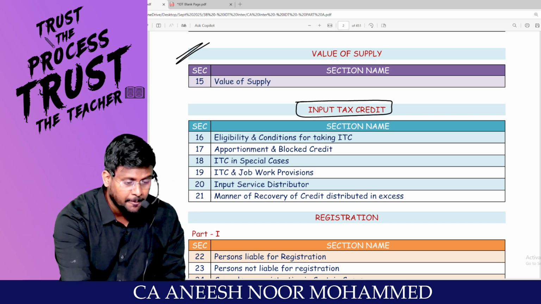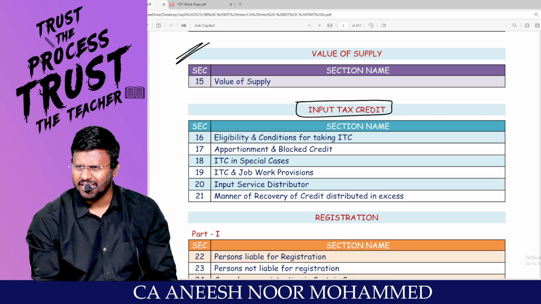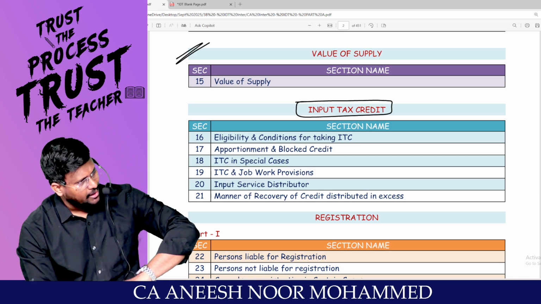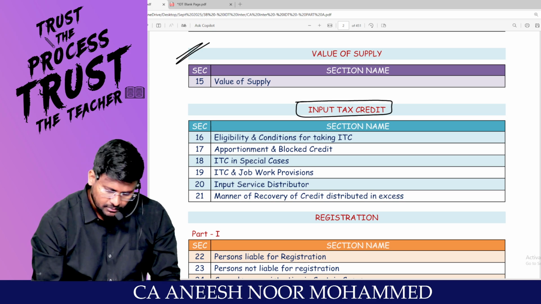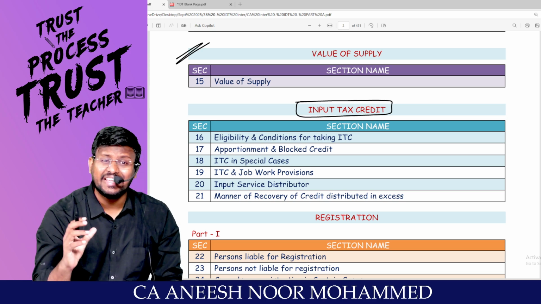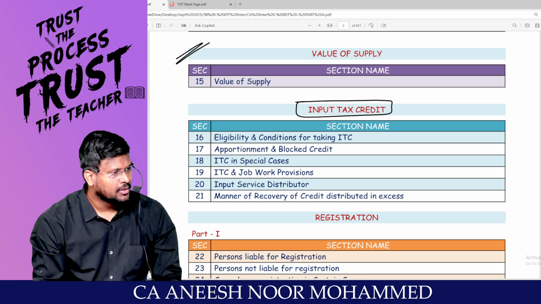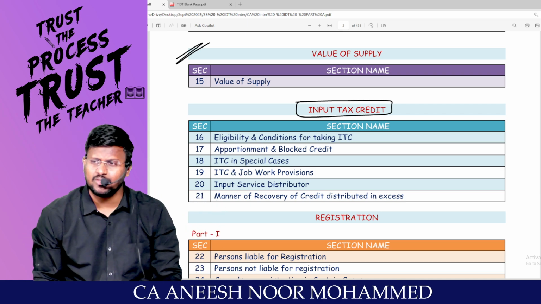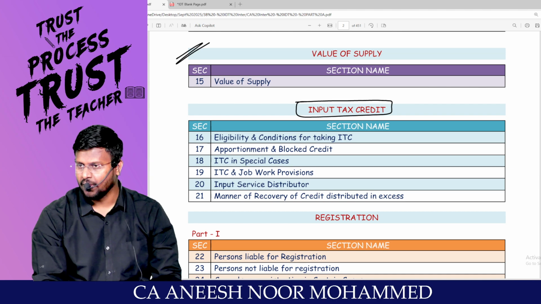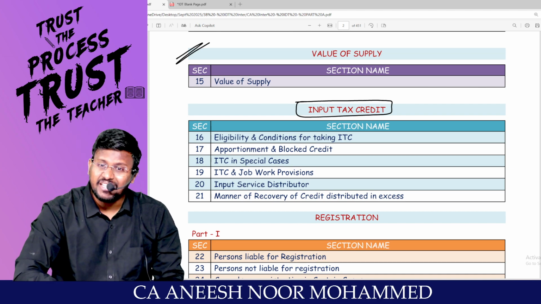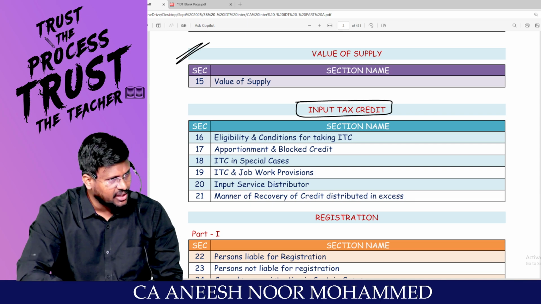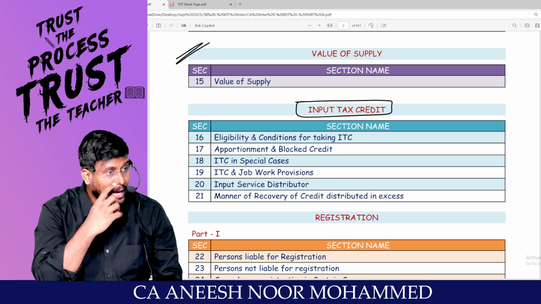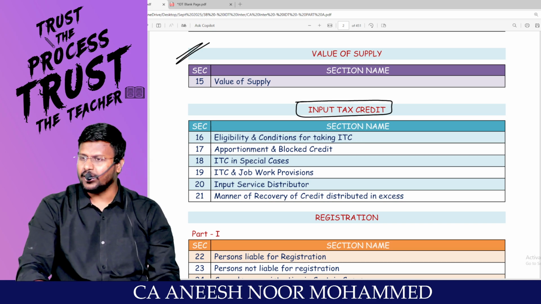What is section 16? Basic section for ITC. What is section 17? Apportionment and blocked credit. And section 18, ITC in special cases. It's not normal. In special circumstances, we are entitled to get the ITC. What is section 16? Basic section for ITC. What is section 17? Apportionment and blocked credit. What is section 18? ITC in special cases.